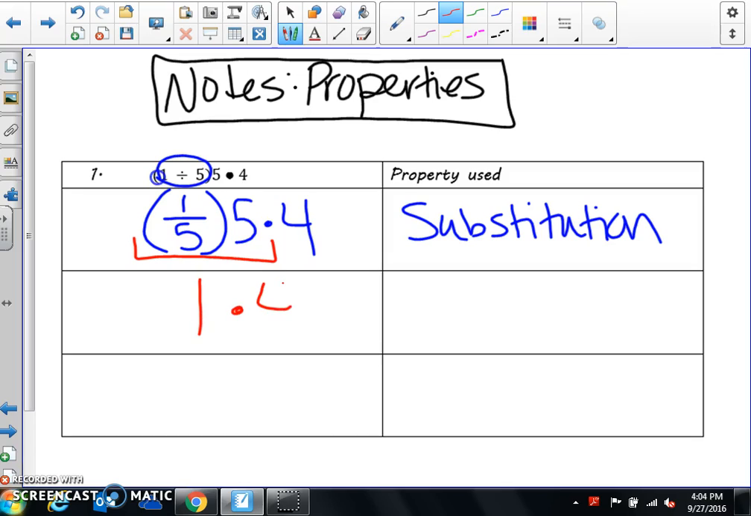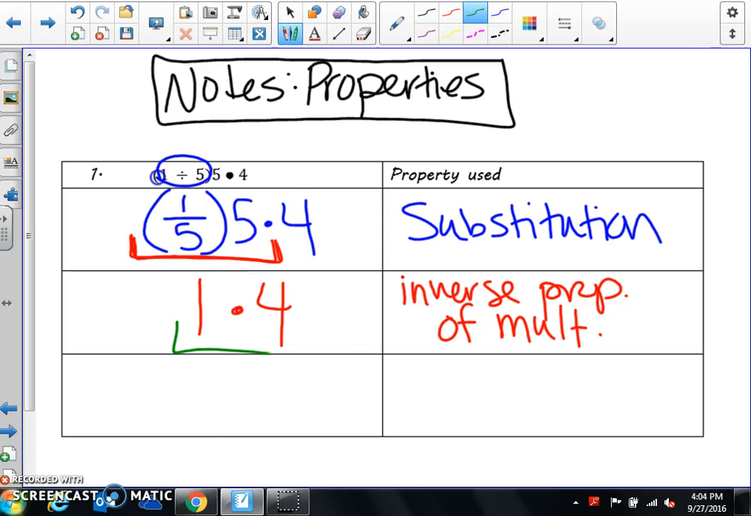Bring down your times 4. Okay, the property that justifies that 1/5 times 5, so 5 and its opposite multiplied together is 1, is the inverse property of multiplication.